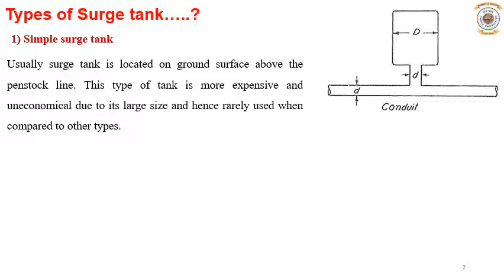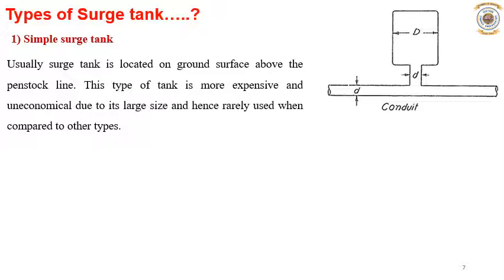So it is always desirable to place the surge tank on the ground surface above the penstock line at the point where the water drops rapidly to the powerhouse.